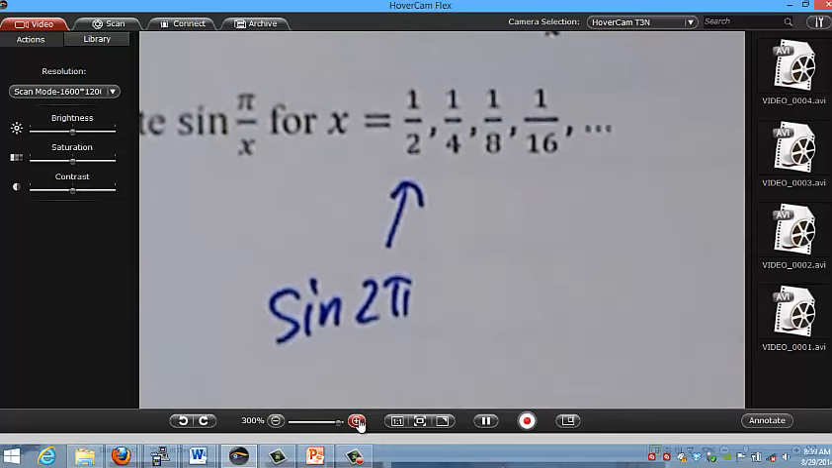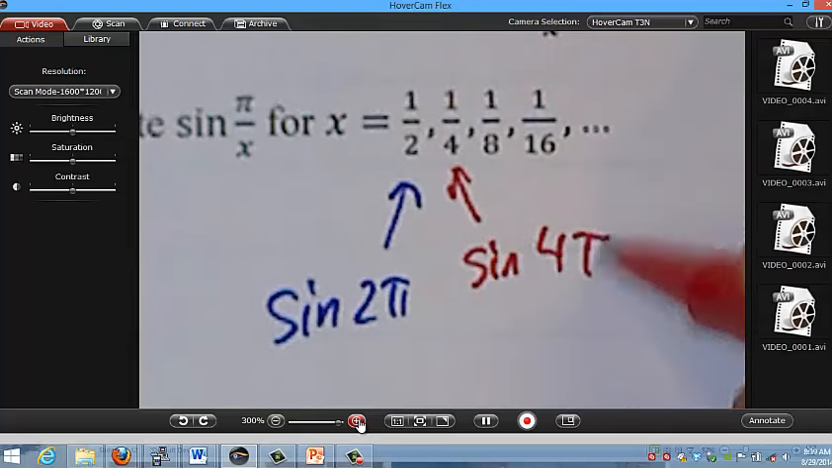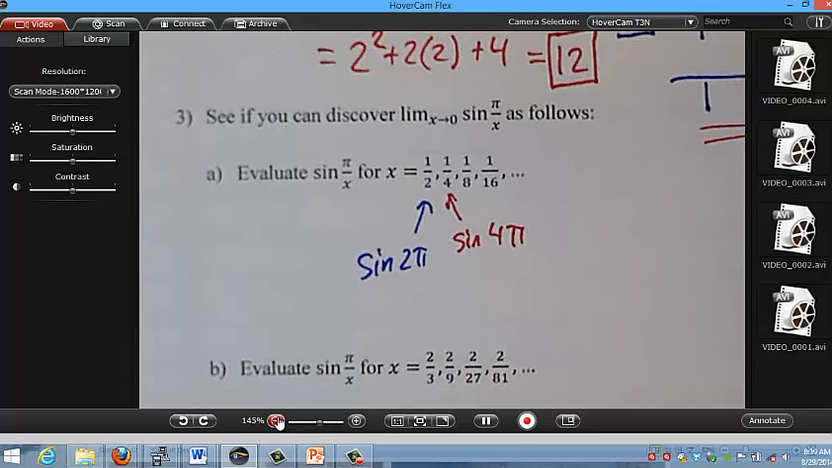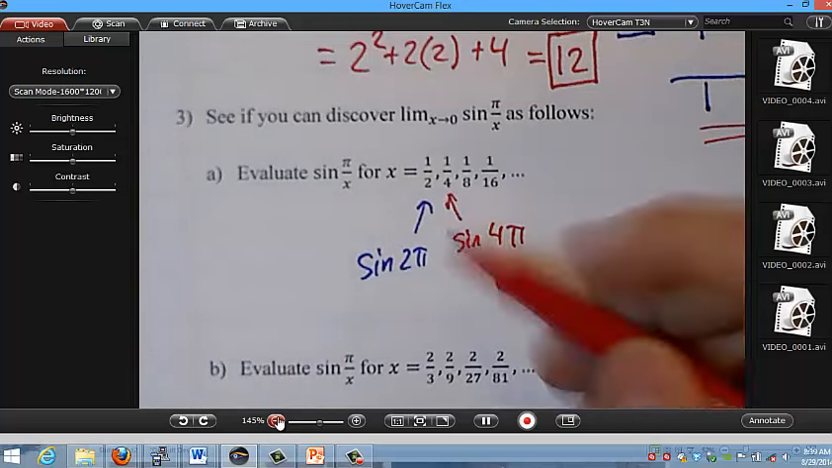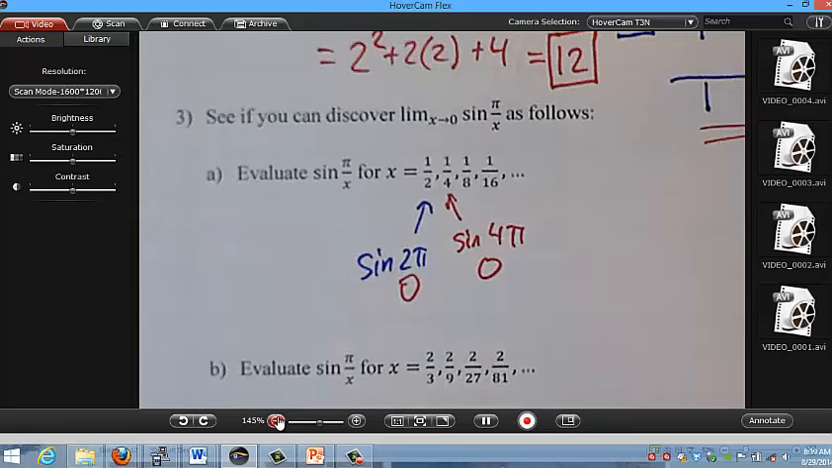Or when you plug in 1/4, you're taking the sine of 4 pi. And the sine of any even number times pi is always going to equal what? 0. So you could imagine someone makes a table. And they say, okay, guys, what I'm supposed to do is find the limit as x approaches 0. So I'll take some fractions that are starting to get close to 0. 1/2, 1/4, 1/8, 1/16. And they do that, and they keep getting back 0, 0. And they say, aha, what's the limit?